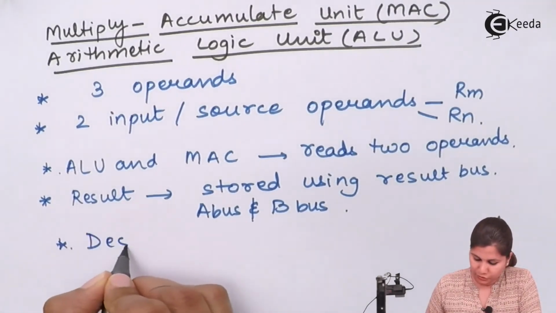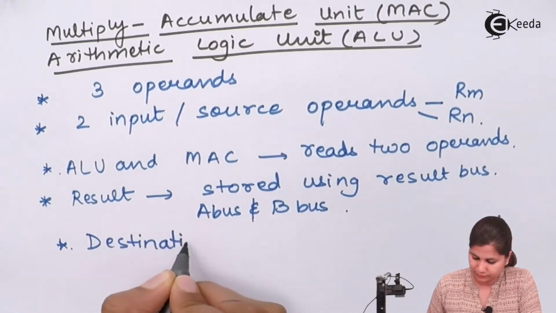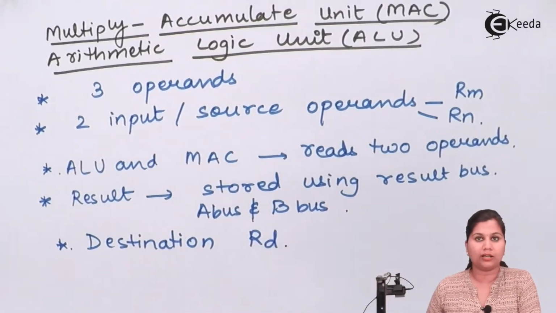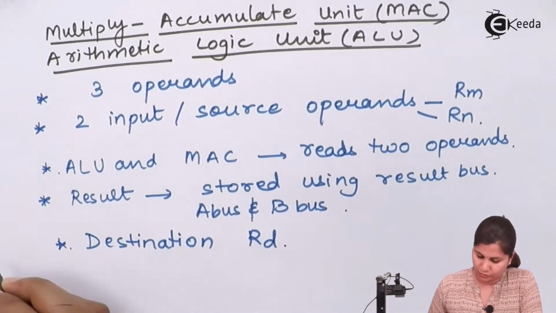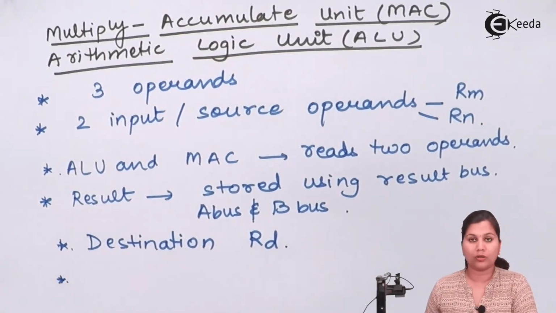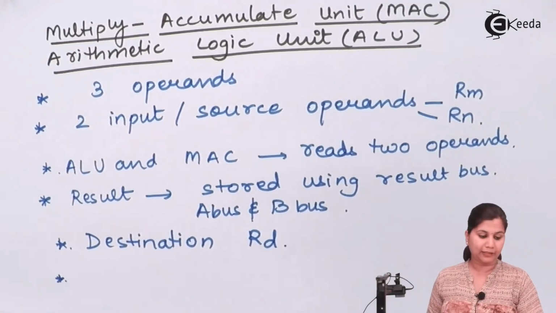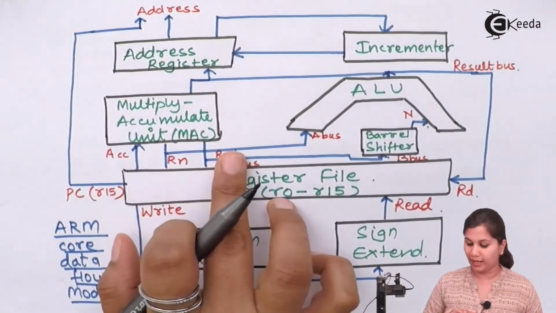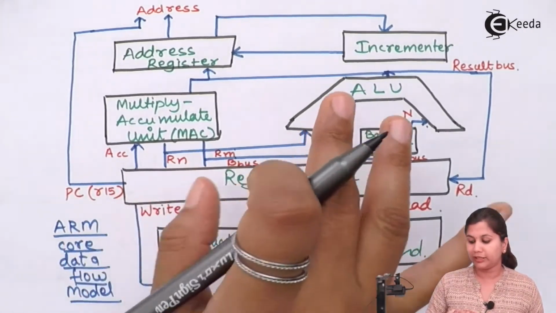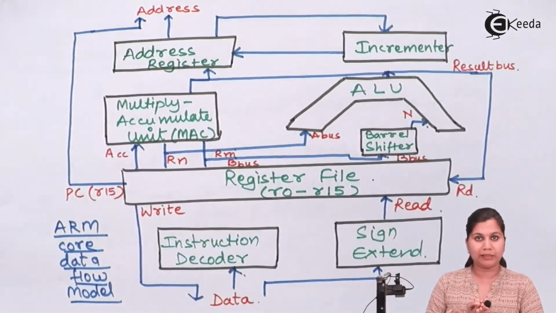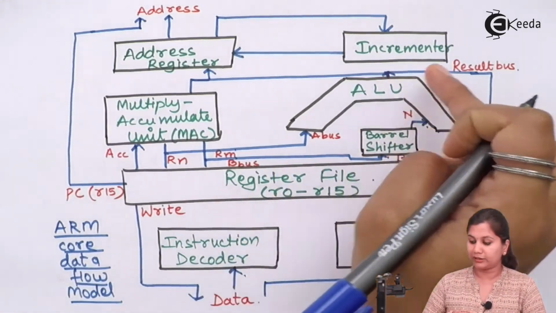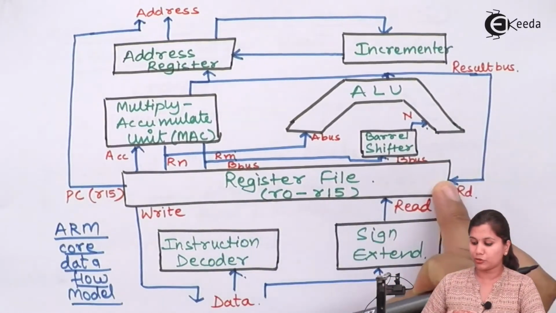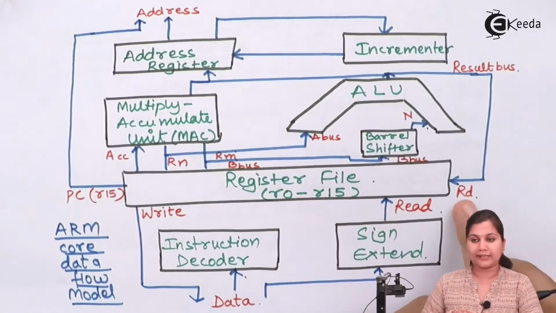Now this result is to be stored at the destination, and for the destination we use another register called the RD register. Okay, so you can see in the diagram that the multiply and accumulate unit is having the two operands Rn and Rm. The specified operation is performed on these two operands, and according to that the result is generated. This result is carried by the result bus and stored in the destination register, that is RD.